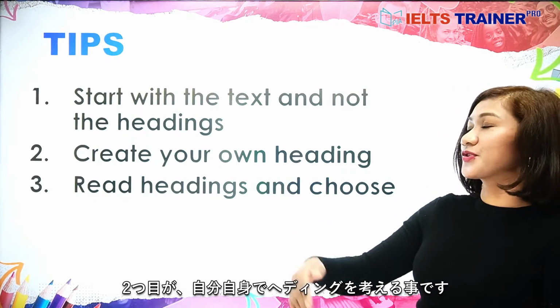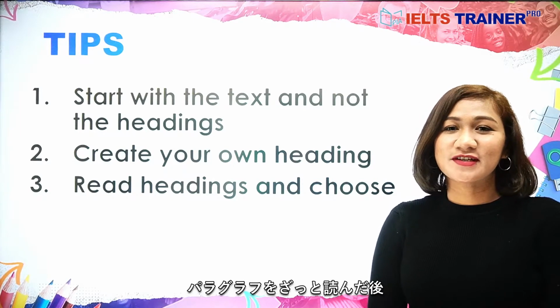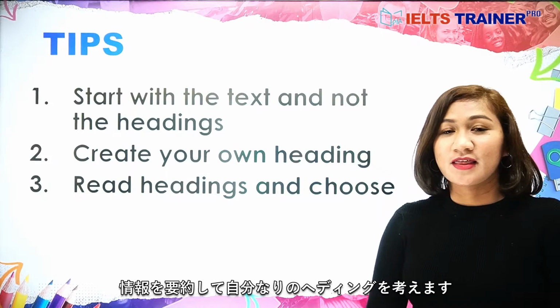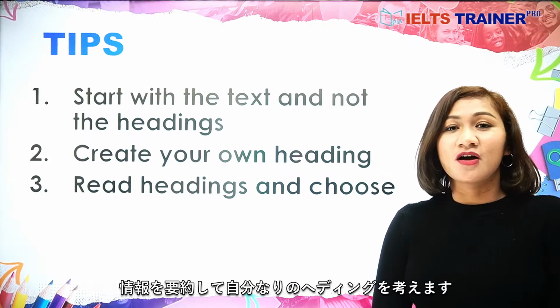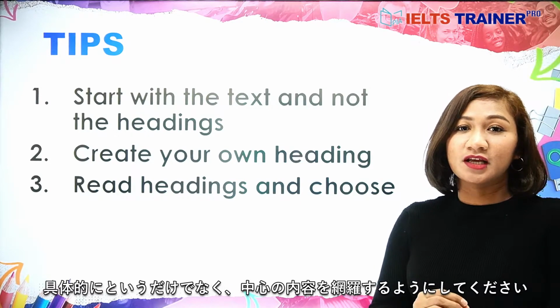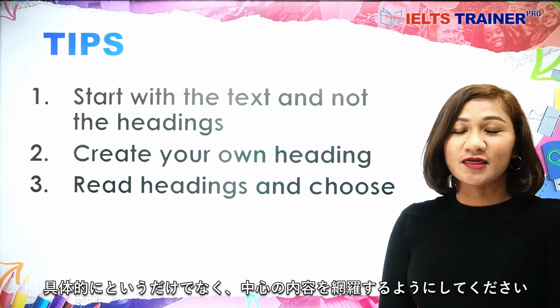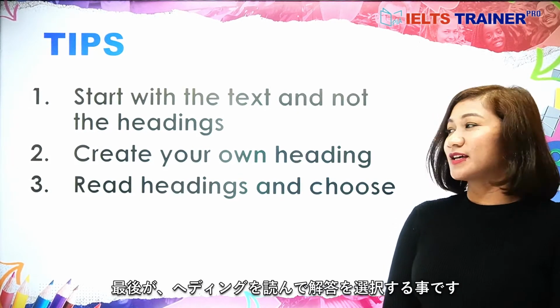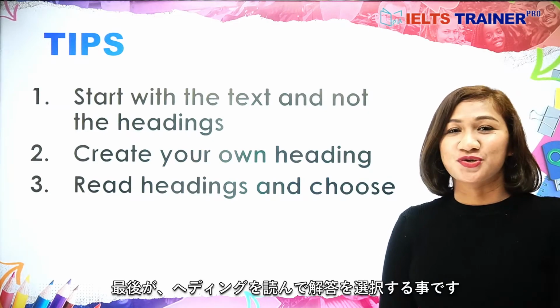Number 2 is to create your own heading. After skimming over a paragraph, try to come up with your own heading that would summarize the information of the sentences that you've read. Make sure, though, that it will encompass the main idea and not just the specific details. Our last tip is to read the headings and choose.